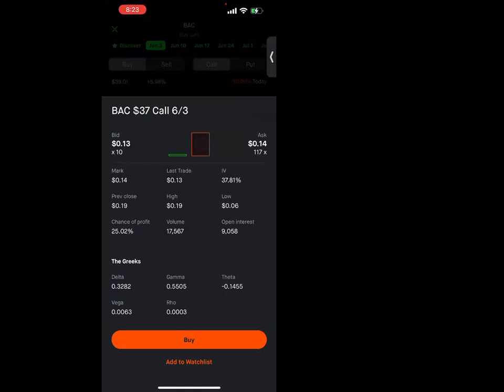This is a zero DTE contract, and this is why a lot of people play them. Now your theta is letting you know that it is $14.56, negative 0.1456, right? And I should have said this in the beginning, whether you're looking at calls or puts, your theta will always be negative, right?